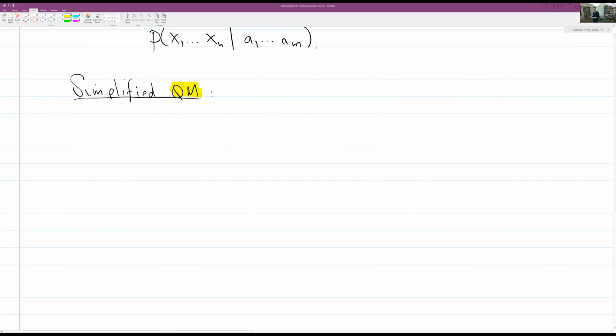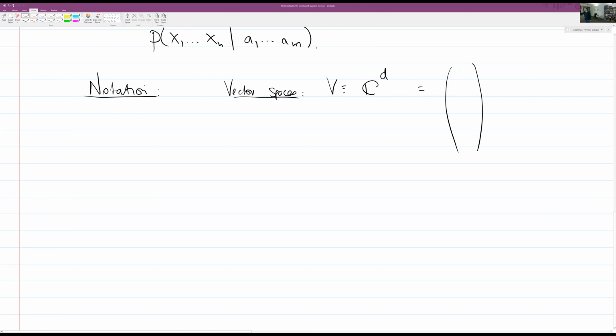Right. Oh, it occurs to me that before I jump into these postulates, I should have a couple of words about notation, just so that you won't be too shocked when I start writing down things. So we're going to talk about vector spaces a lot in quantum mechanics, and we're going to talk about something called Hilbert spaces. So let me just set some notation. The vector spaces that occur in simplified quantum mechanics all have a very special form. They are all of the form of the complex numbers to the D, which means this is just the vector space of all column vectors with D entries, D complex numbers.